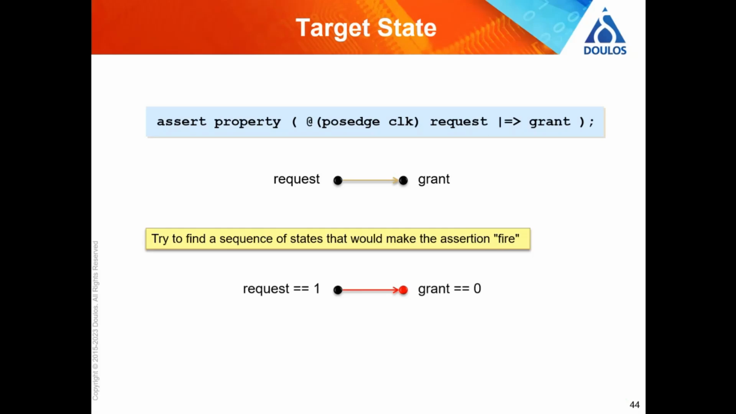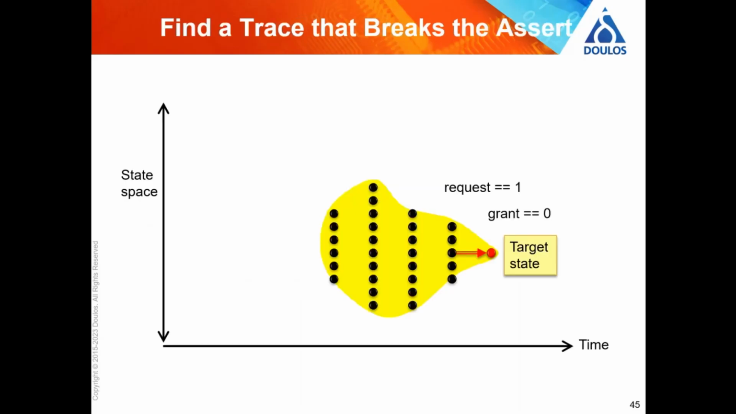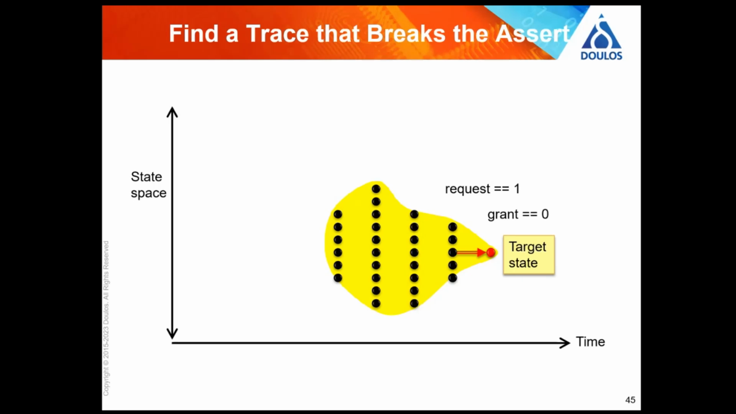And so the target state that we're trying to find is the situation where there's a request on one clock cycle and there isn't a grant on the next clock cycle. And if we can reach that state, then our rule has been disproved. If we can't reach it, well, then that's good. That's what we're aiming for. So either way, what we have done is we've explored a proportion of the state space. And sometimes this is called a golden nugget.